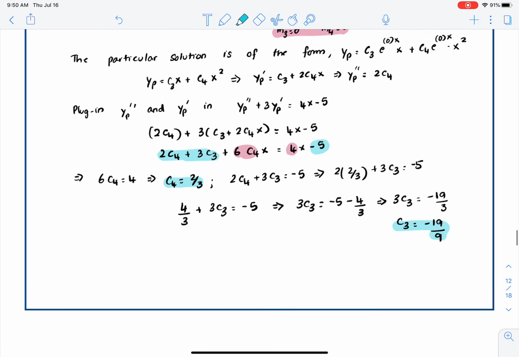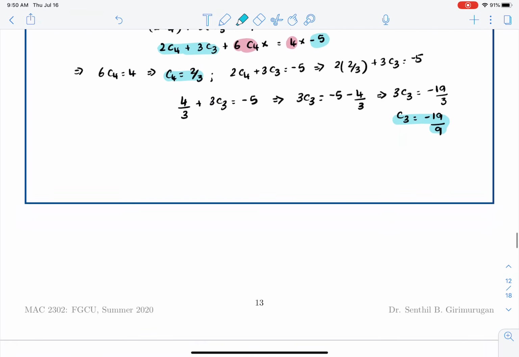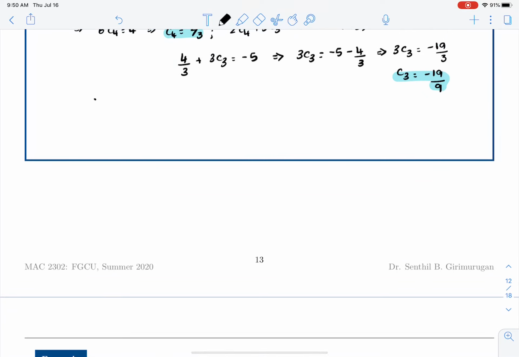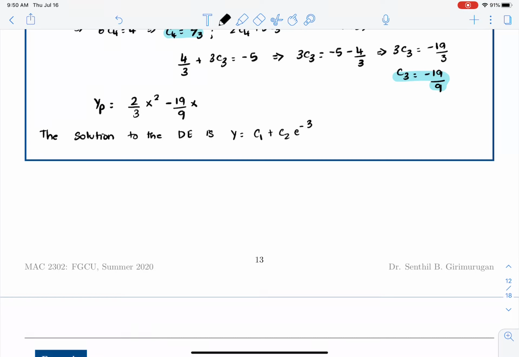So plug it in the equation. So we would have yp equals 2 over 3 x squared minus 19 over 9 x. So that is the particular solution. Therefore, the solution to the DE is y equals c1 plus c2 e raised minus x plus 2 over 3 x squared minus 19 over 9 x.